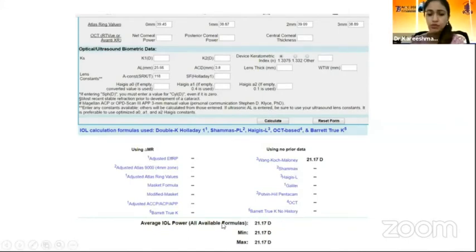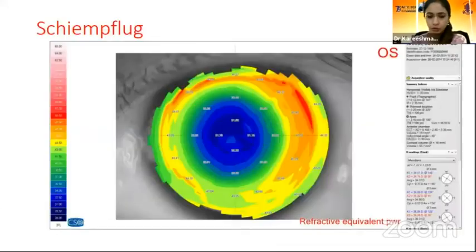At the end, it shows you the minimum, maximum, and average IOL power. So usually what we do is we always take the average power and round it off. So if it's 21.17, you round it off to 21.5. And then you further go on to plan whether you are going to target myopia or not.